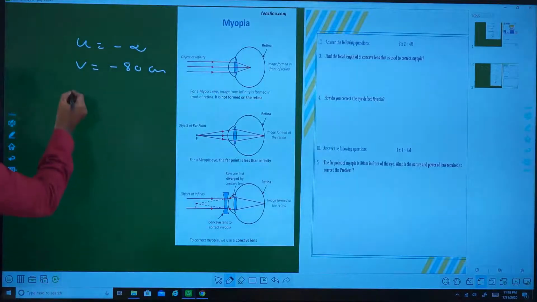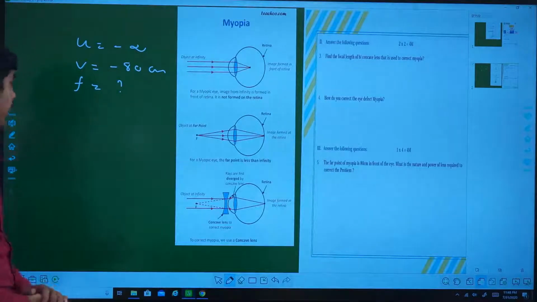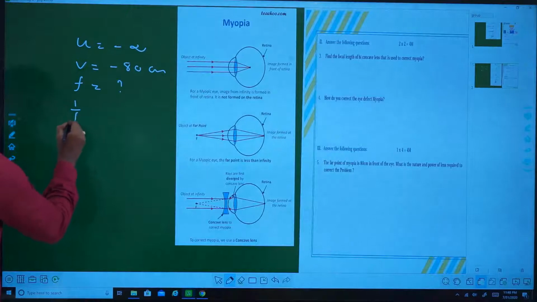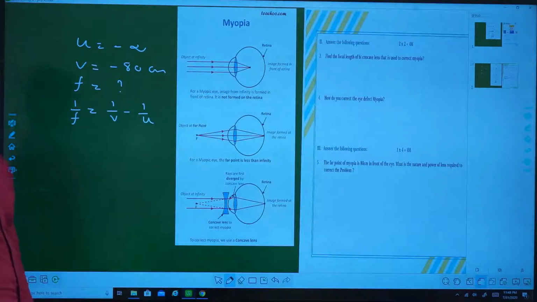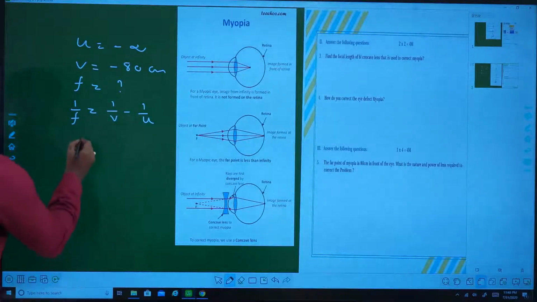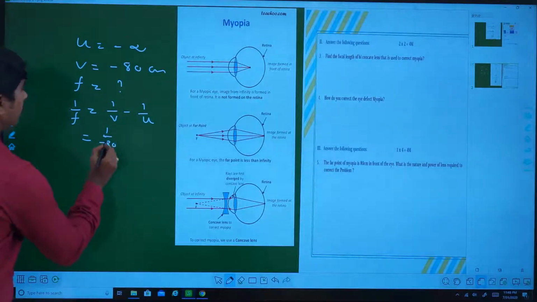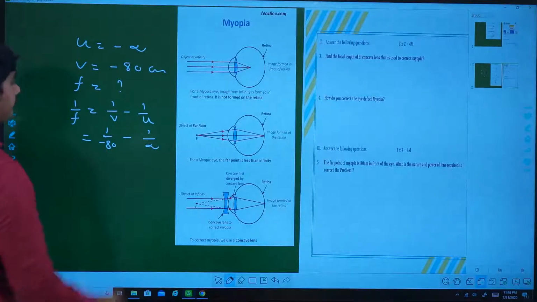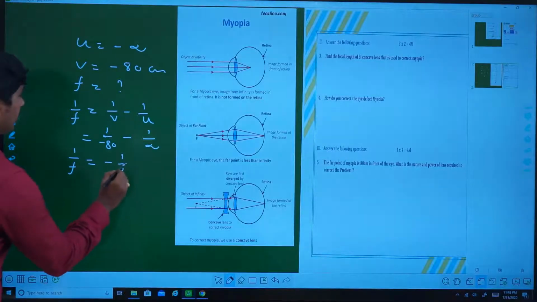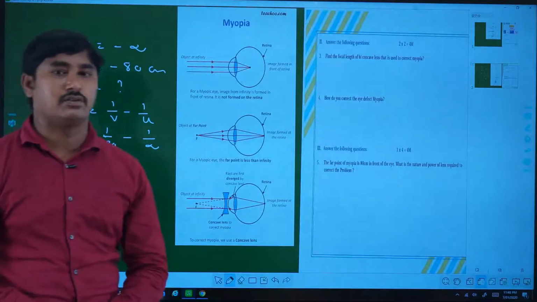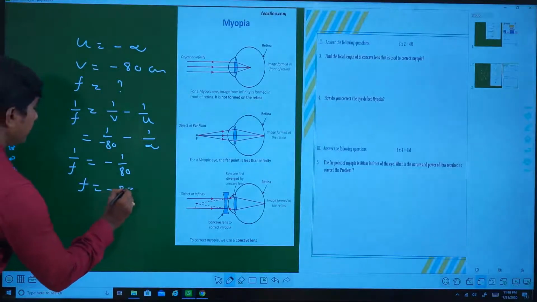Then find the nature and the focal length. First you have to find the focal length, f is equal to question mark. You know the lens formula: 1 by f is equal to 1 by v minus 1 by u. Substitute these values: 1 by f is equal to 1 by minus 80 centimeter minus 1 by infinity. Here 1 by infinity is 0. So the focal length f is equal to minus 80 centimeter.